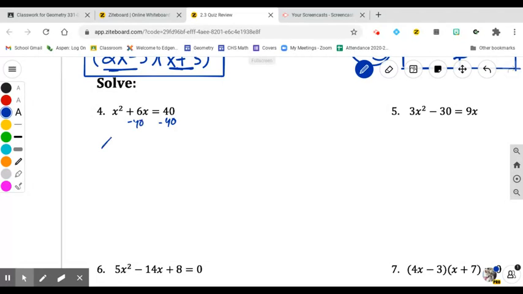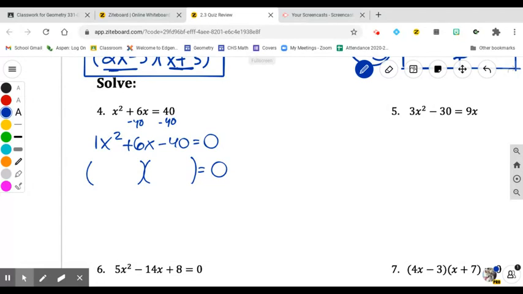And then you want to rewrite it in standard form. x squared plus 6x minus 40 equals 0. Next, we need to factor. Since the leading coefficient is 1, since a is 1, we just do regular factoring and think about numbers that multiply to negative 40 and add to 6.